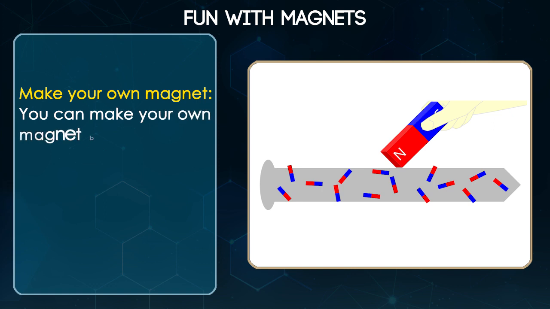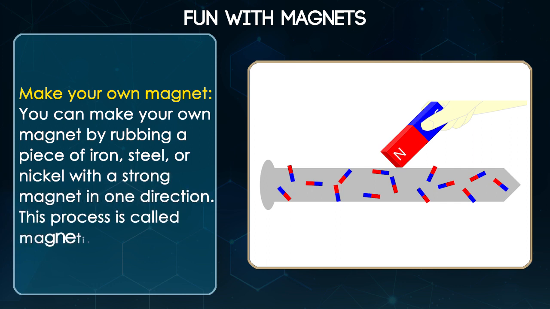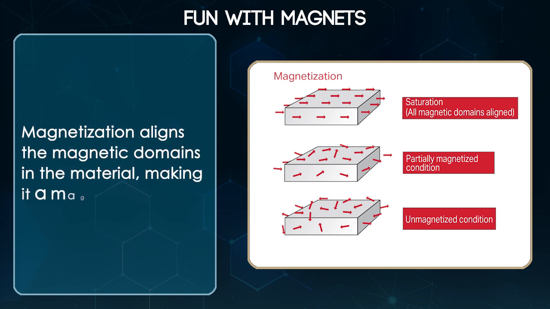Make your own magnet. You can make your own magnet by rubbing a piece of iron, steel, or nickel with a strong magnet in one direction. This process is called magnetization. Magnetization aligns the magnetic domains in the material, making it a magnet.